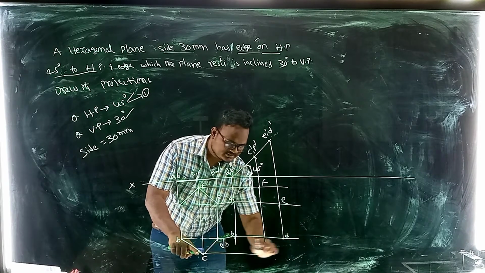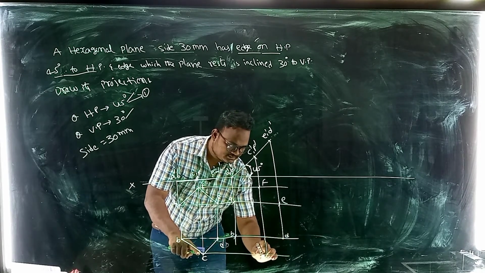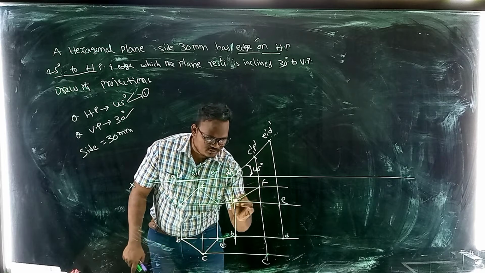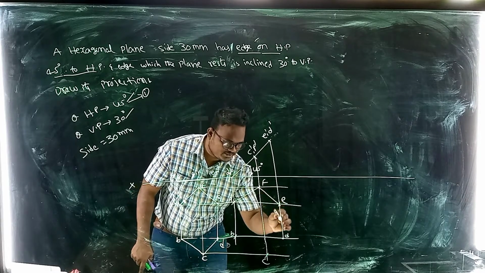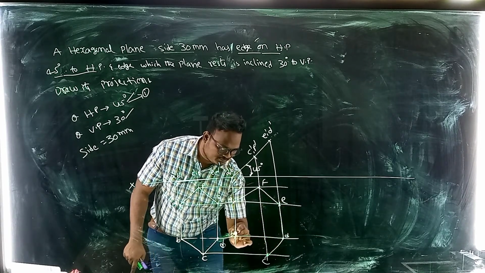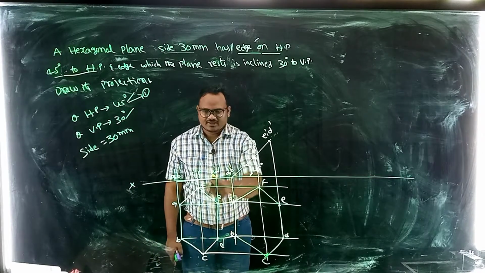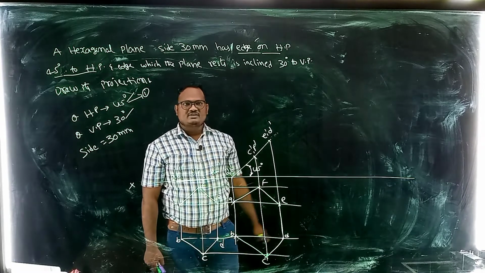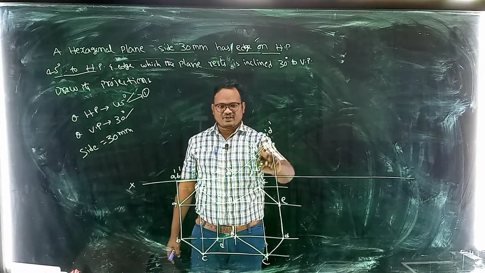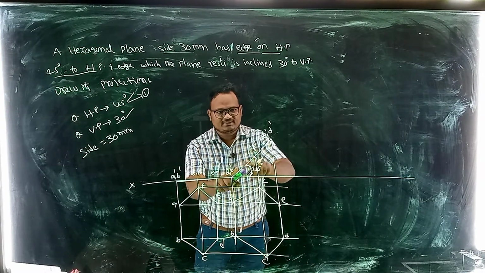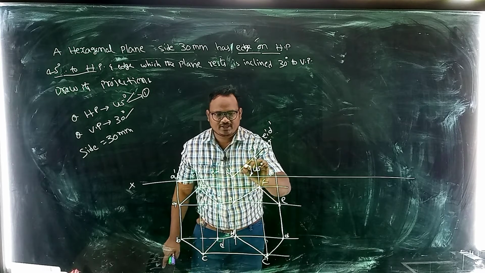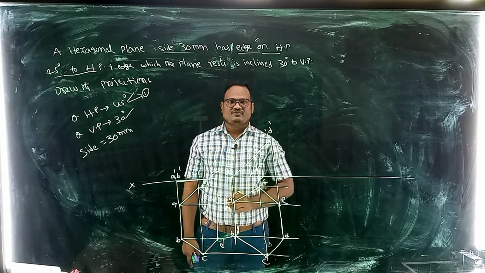C. So by joining all the marked points, we will get a compressed hexagon like this. So this is the initial front view and top view. This is the second stage front view and top view. Okay, only this line should be dark. This is only the front view.